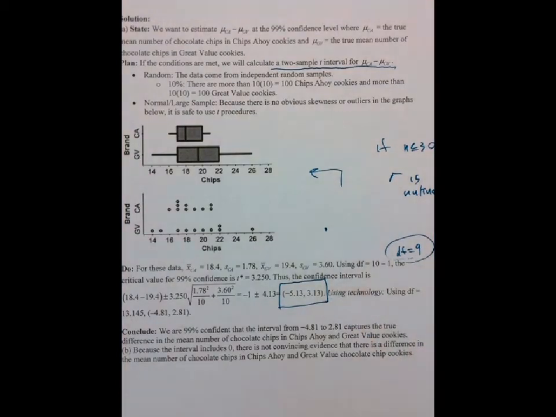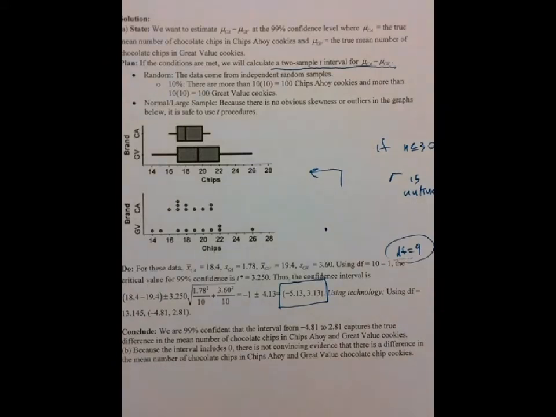We conclude we're 99% confident that the interval from negative 4.81 to positive 2.81 captures the true difference in the mean number of chocolate chips in Chips Ahoy and Great Values. Well, we see here that confidence interval includes 0.